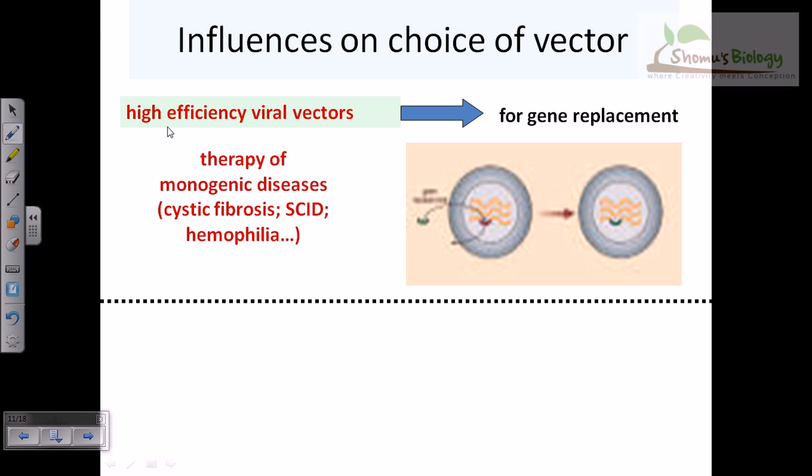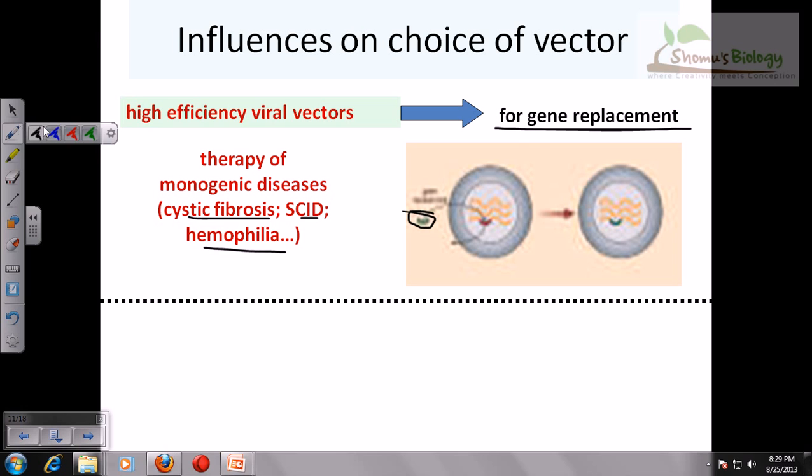So we are dealing with high efficiency viral vectors for the gene replacements. If we are dealing with the gene replacement, for example here it is the red color gene, we need to replace it with a green color normal copy. So in this case we must have the high efficiency viral vectors. So we can use this in case of monogenic disorders, like cystic fibrosis, SCID, hemophilia and something like that. So these are all the monogenic disorders.